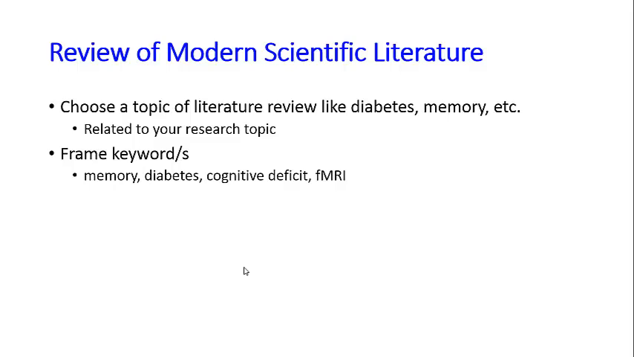So the framing of keywords can be based on the areas or the main topic which you are planning to search about, and then the keywords which authors would have used in order to present their article. So special terms like the name of the disease or the tool used like fMRI, and the aspect of the study like cognitive deficit or some other problems can be highlighted as keywords.